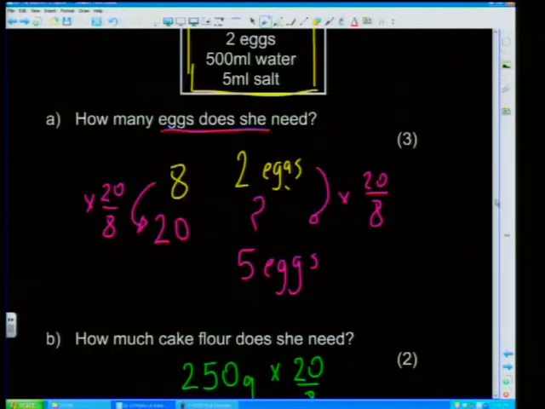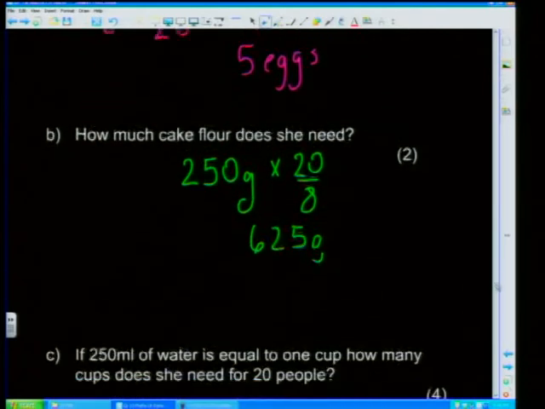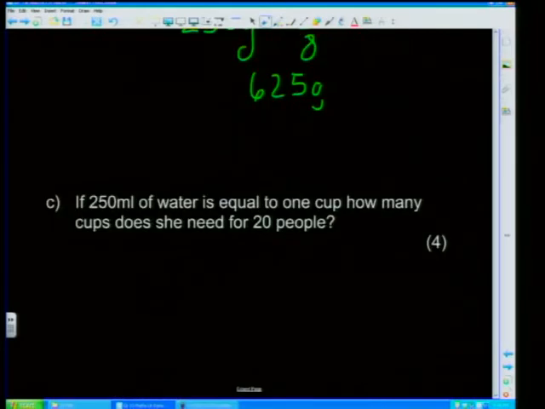Okay, and finally, was there another part of this question? I think there was. Let's extend the page a little bit. If 250 ml of water is equal to 1 cup, how many cups of water does she need for 20 people?